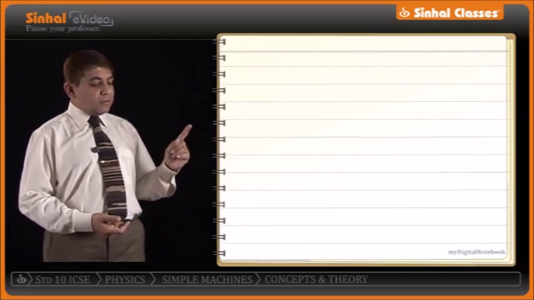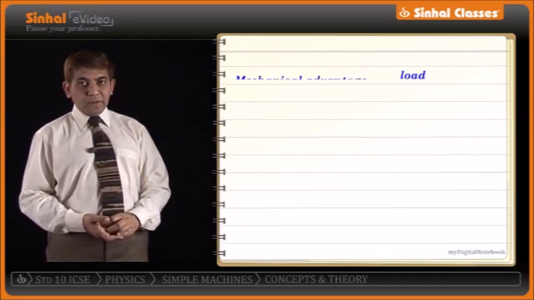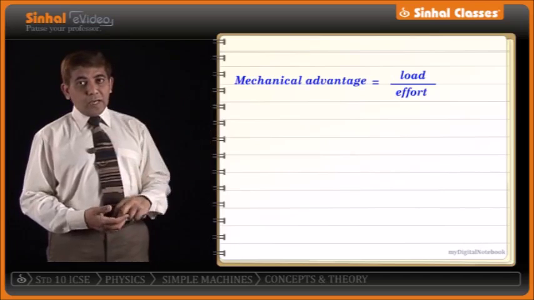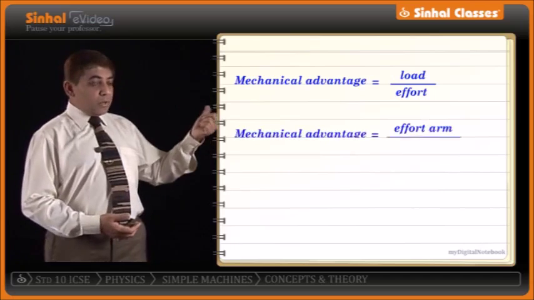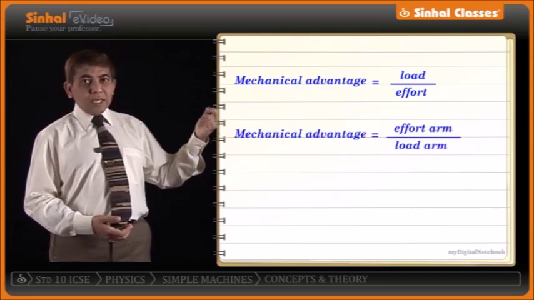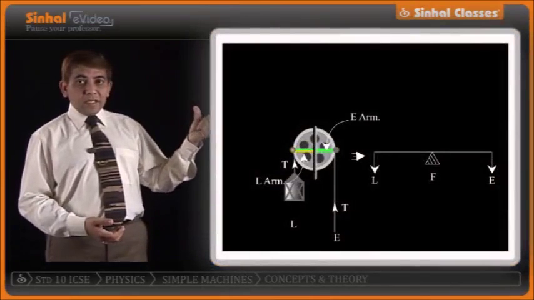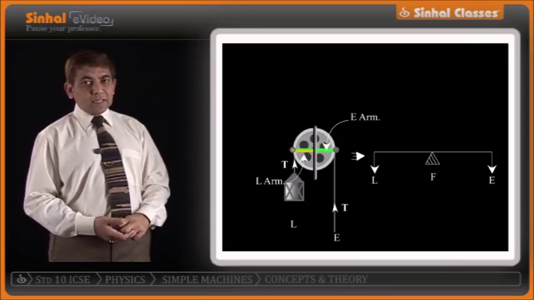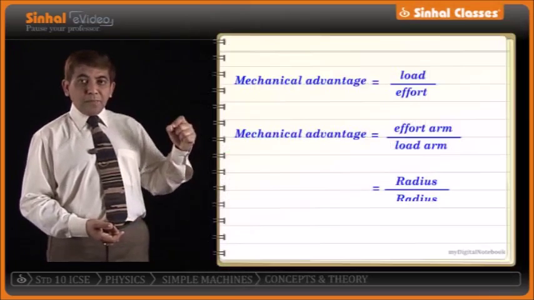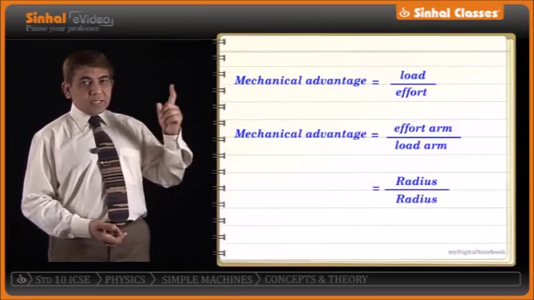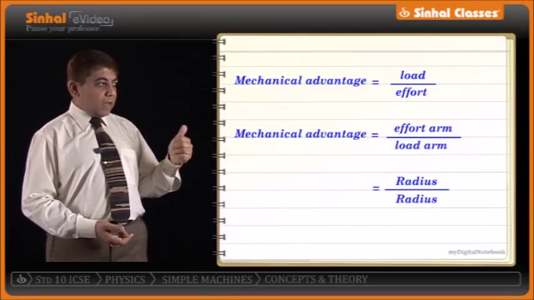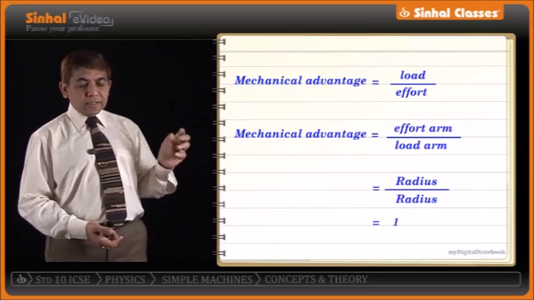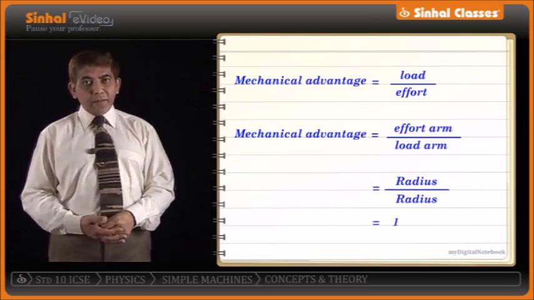As I said, mechanical advantage is definitely load upon effort. At the same time, it is also effort arm upon load arm. Looking at the modified free body diagram, what is the effort arm in this case? It is the radius of the pulley. What is the load arm in this case? Also the radius of the same pulley. Since radii of the same circle are equal, we have effort arm upon load arm equal to radius upon radius, that is equal to 1.